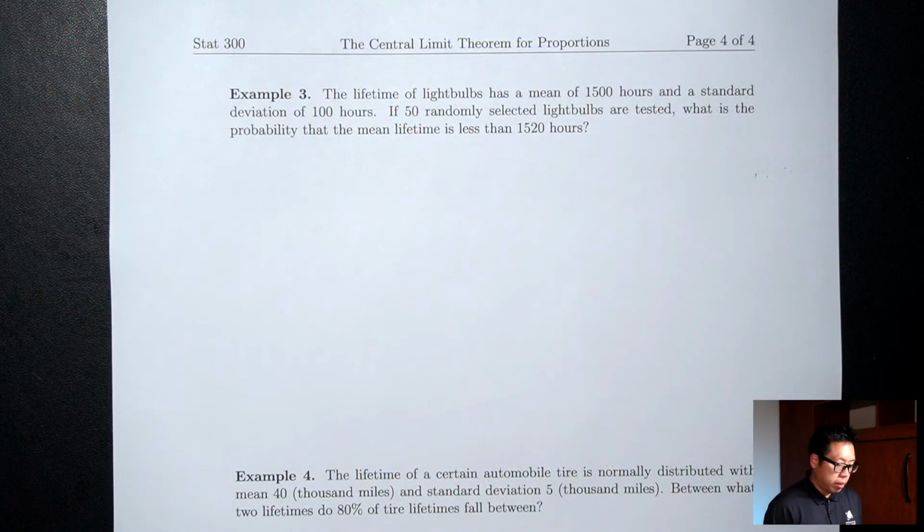Example 3. The lifetime of light bulbs has a mean of 1,500 hours and a standard deviation of 100 hours. If 50 randomly selected light bulbs are tested, what is the probability that the mean lifetime is less than 1,520 hours? First thing I'm going to do is I'm going to draw the normal distribution picture.